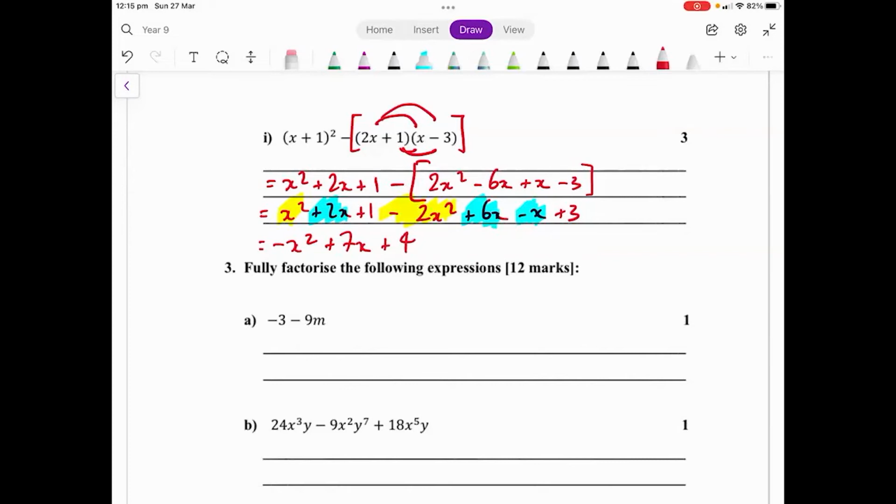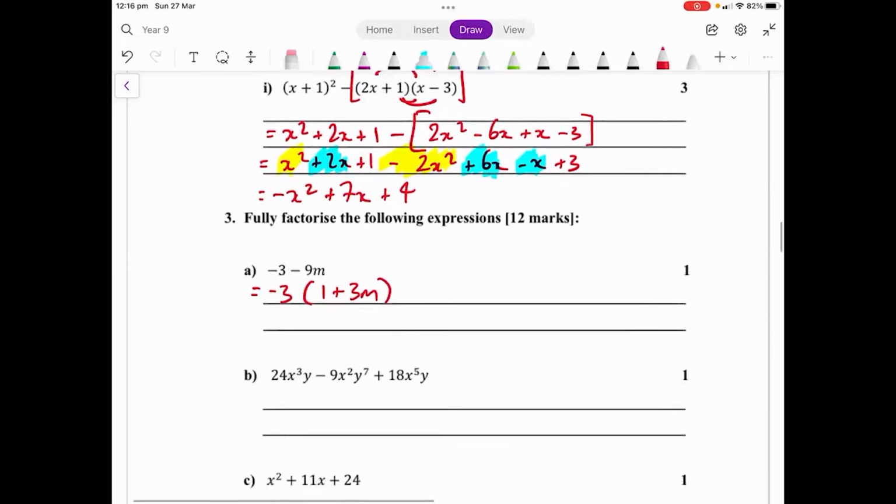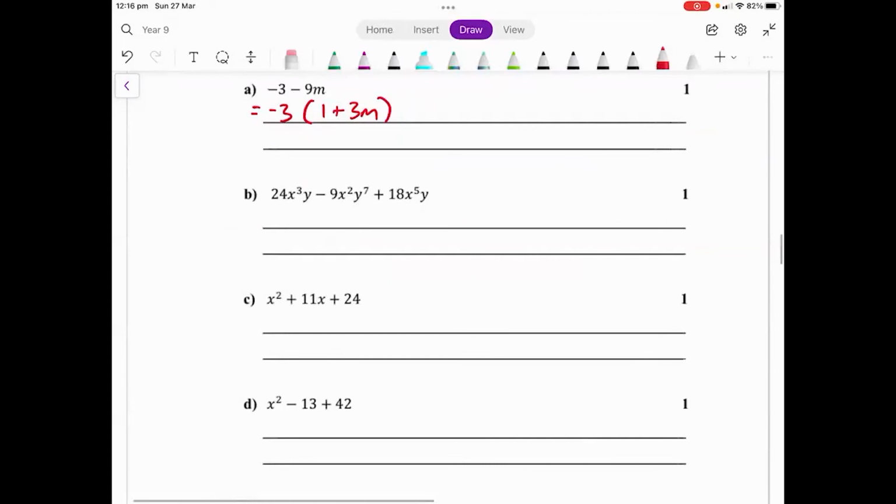Question 3, I look at my coefficients. I have negative 3 and negative 9. That's a common factor of minus 3. You can also use your calculator to get that as well if you need. Once you put minus 3 out the front, draw your brackets. Minus 3 times what will give me minus 3? That's a 1. Minus 3 times what will give me minus 9m? That's positive 3m. Final answer, minus 3, brackets, 1 plus 3m.